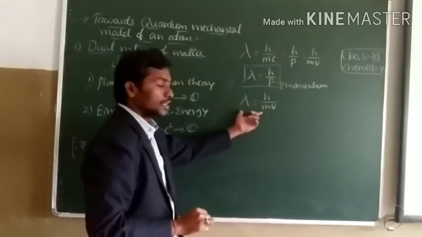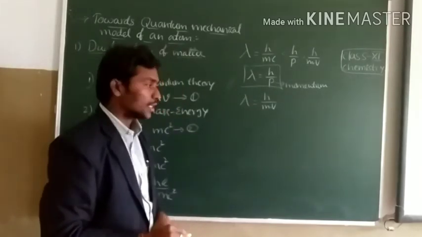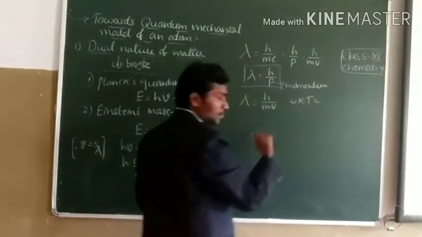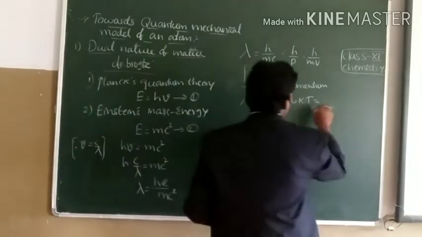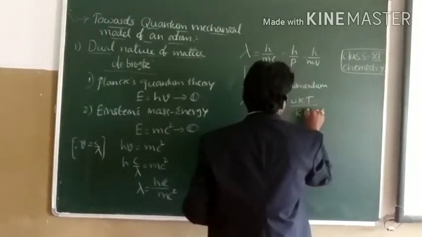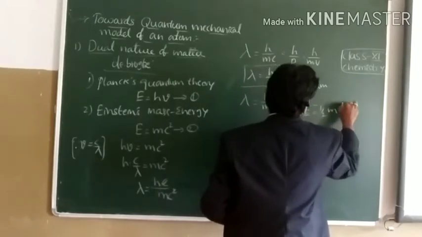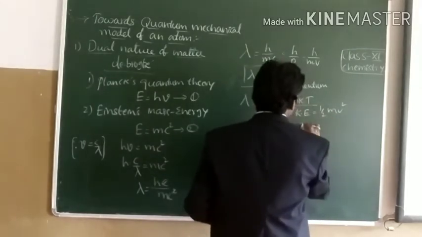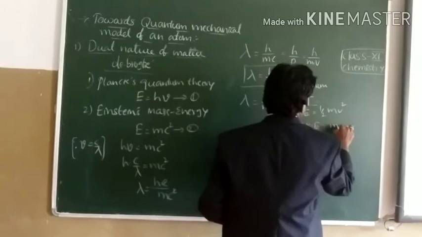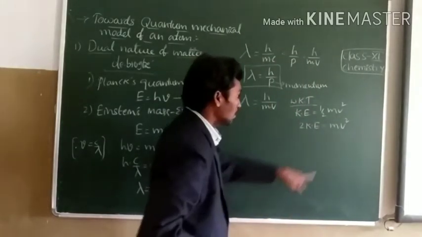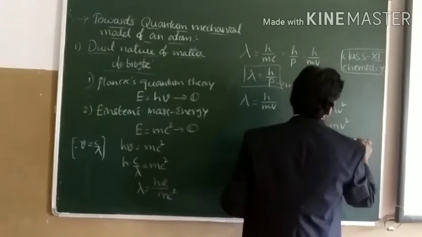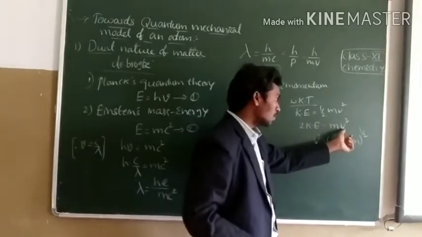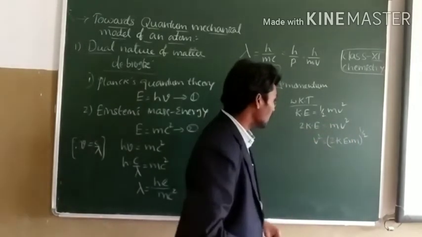So let us represent this de Broglie hypothesis in terms of kinetic energy, children. We know that kinetic energy K is equal to half mv squared. Then 2K.E. is equal to mv squared. Then v squared is equal to 2K.E. by m.